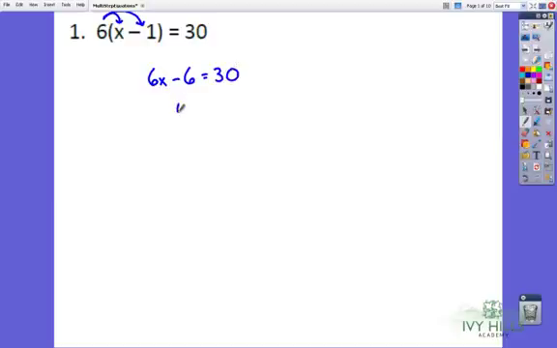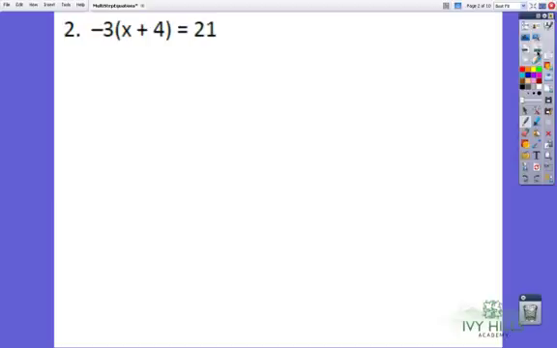Our next step is to add 6 to both sides. We'll get 6x equals 36. I can divide both sides by 6 at this point, and my answer is x equals 6.